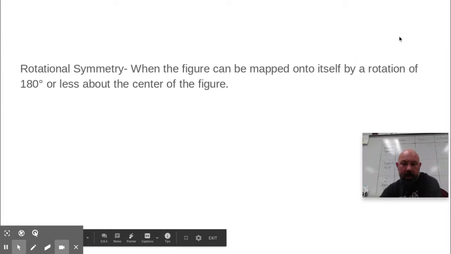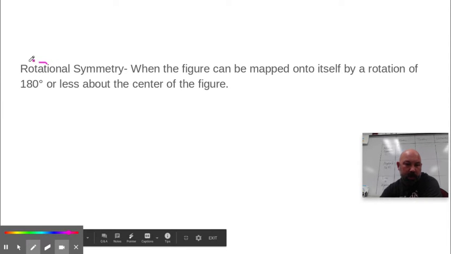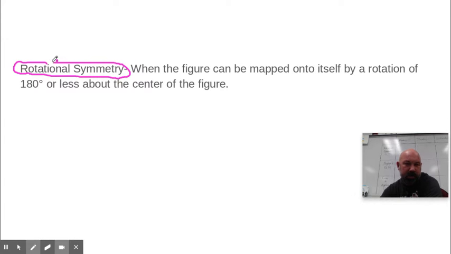All right. So last little bit of notes, and then we have one more example after this. Rotational symmetry. This is brand new. It's kind of like we talked about line symmetry the other day, where you could draw a line through something. Rotational symmetry is very similar. It's when the figure can be mapped onto itself by a rotation of 180 degrees or less. If it's more than 180, so it's 360, that doesn't really count. It's got to be 180 degrees or less, about the center of the figure.